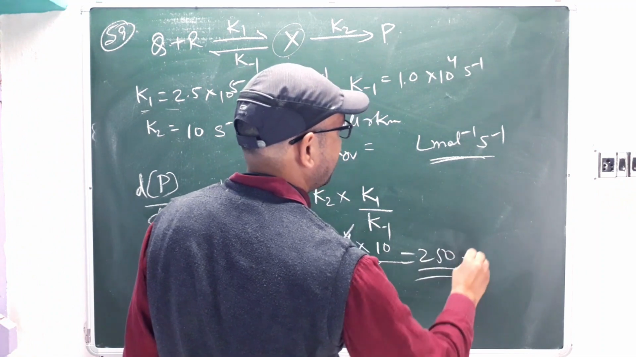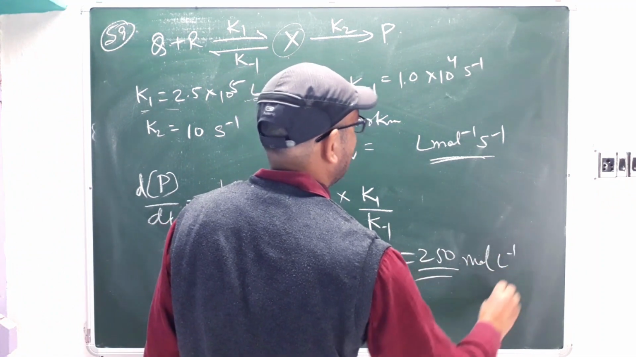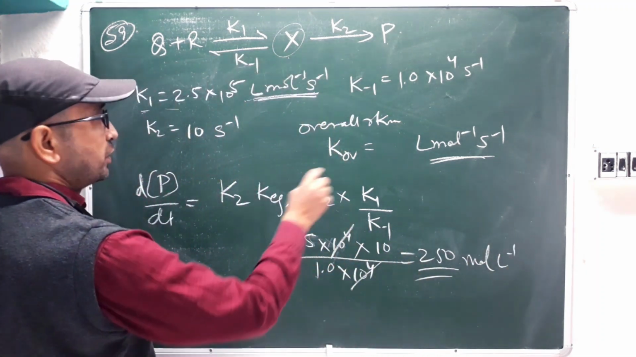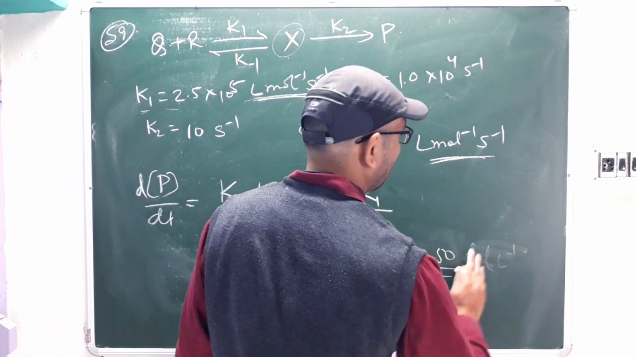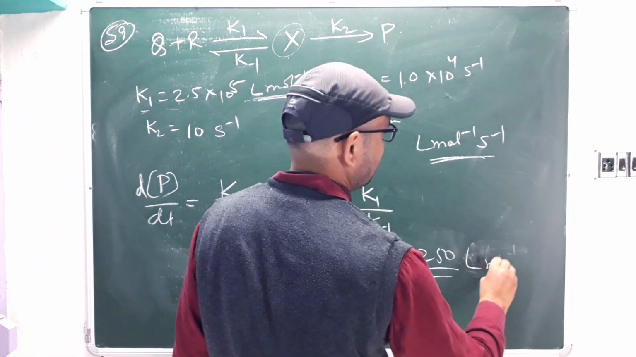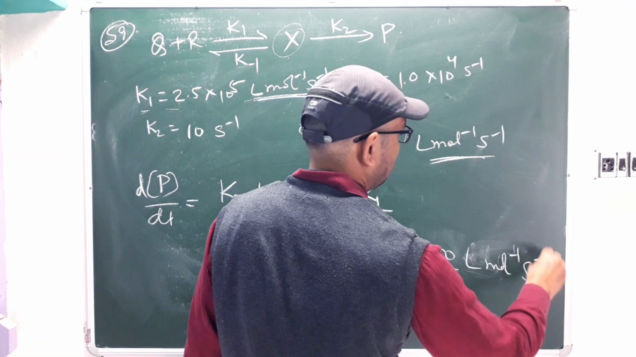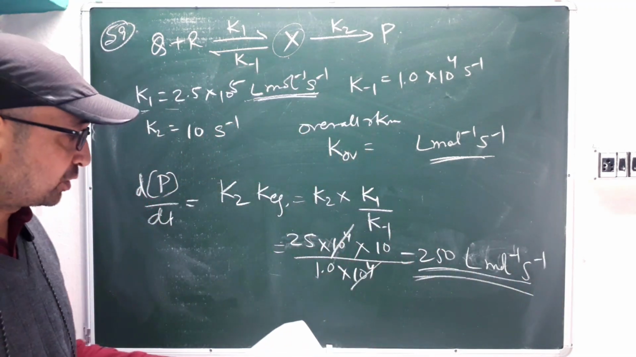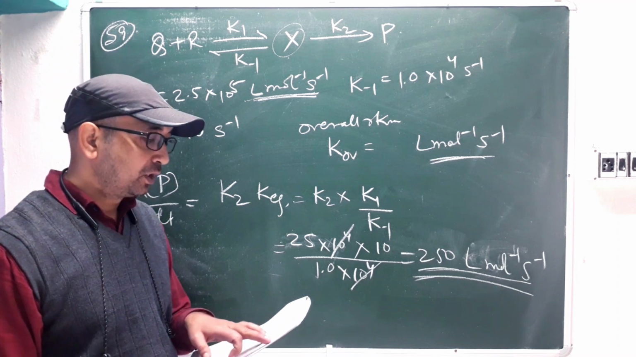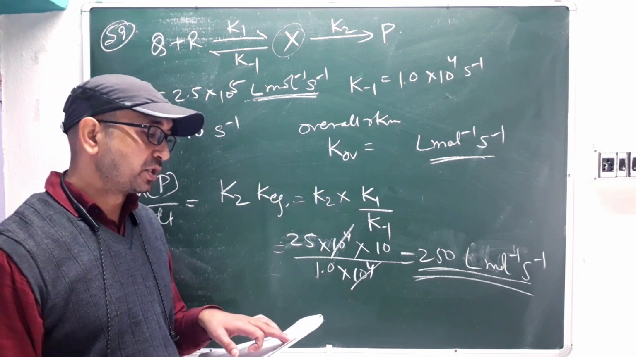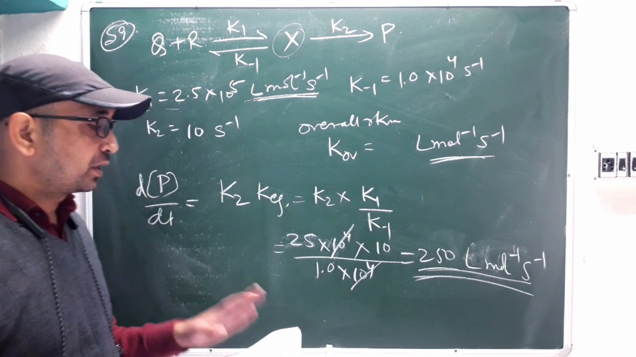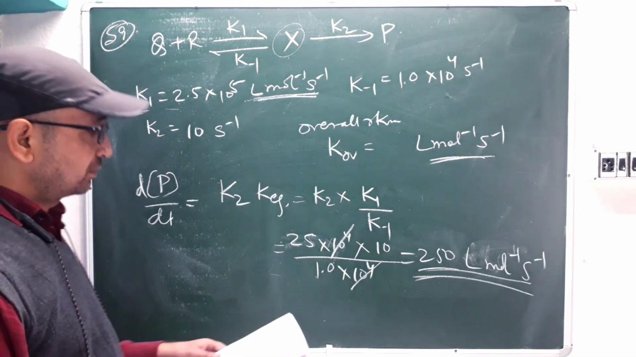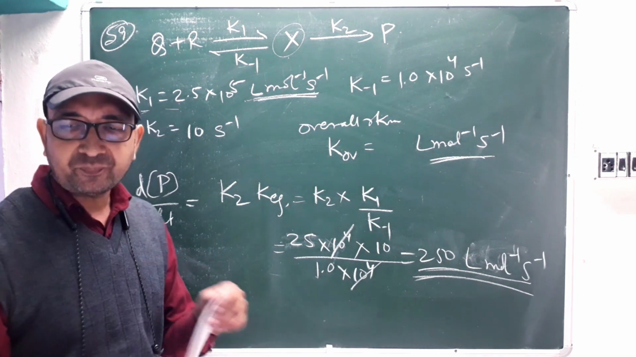So 250, and the unit should be liter per mole per second, right? Overall reaction is second order reaction, so mole inverse per second. So 250 liter mole inverse per second. This is a numerical answer type question, so rounded up to the nearest integer, the answer will be 250. So for question number 59, its answer will be 250.